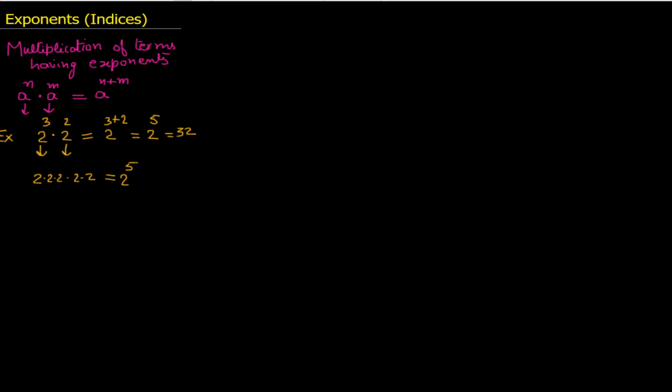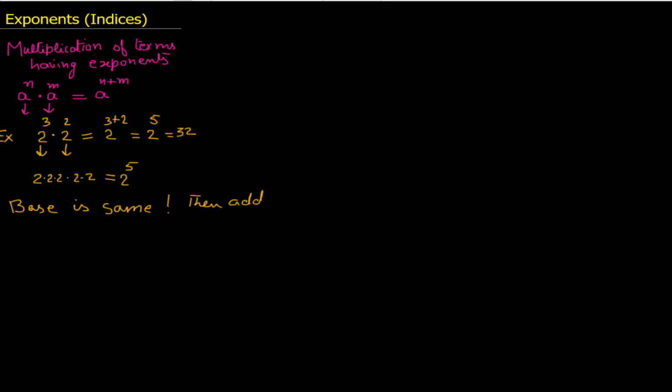So whenever you multiply two terms with the same base, the base should be same. You have to be careful that only if the base is same, because I know that students make this type of mistake. If base is same, only then we add the exponents. We add the exponents in multiplication.